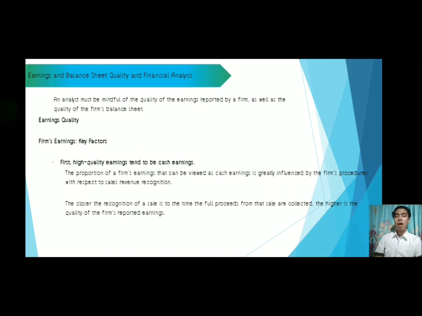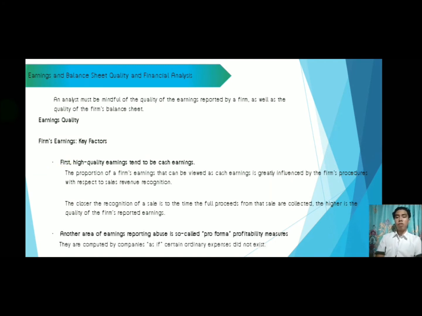For example, a firm may recognize a sale at the time a contract is signed, a down payment is made, or when the full proceeds from the sale are actually collected as cash. Generally, the closer the recognition of a sale is to the time the full proceeds from the sale are collected, the higher is the quality of the firm's reported earnings. In business downturns, earnings often drop while cash balances rise.